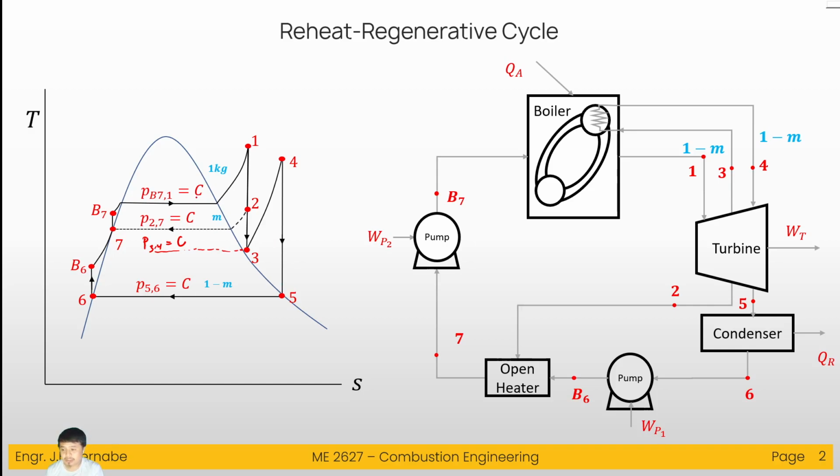So how many pressures do we have? We have 4 pressures: the high pressure, the boiler pressure, the lowest pressure, which is the condenser pressure, and the two intermediate pressures. This is the regenerative pressure and this is the reheating pressure. Okay, so after it is expanded, it's typically the same thing that we've done before. We can pump the fluid from the saturated liquid into the compressed liquid state, so 6 to B6. Then the open heater is B6 to 7, and then pumped again from 7 to B7, and then heated from B7 to 1.